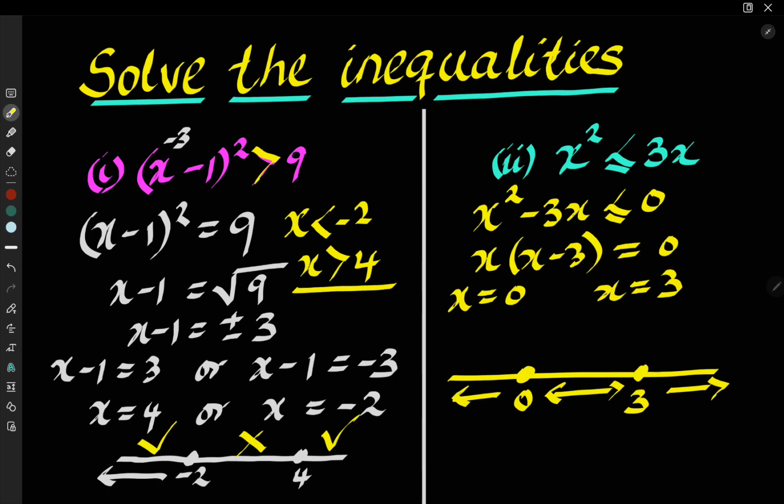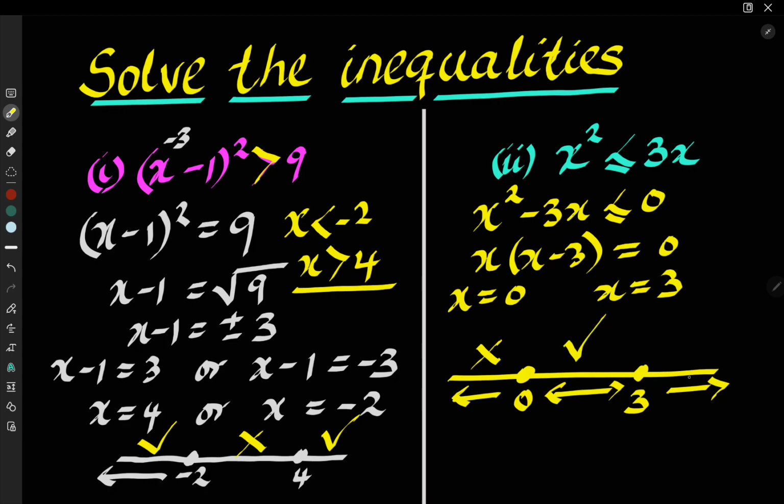If we take minus 3, remember, we put it in the original inequality. So if we put minus 3 there, that will be 9. Is 9 less than or equal to negative 9? That is false. It can't be true because 9 is greater than that. So it is false here. Then we check between 0 and 3. We just take a value of 2. Then 2 squared is 4. Is 4 less than or equal to 6? Yes, it's true. Then we put a tick.